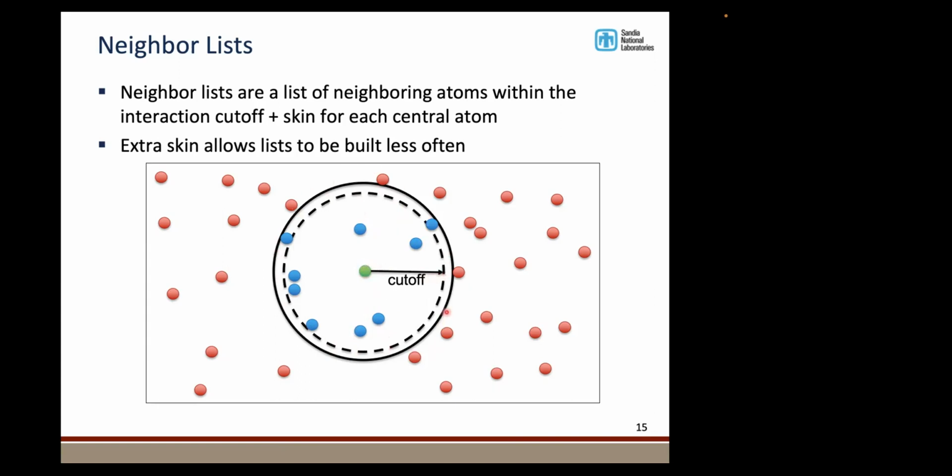So this is a 2D representation, but in 3D it would be a sphere. We build up a list of neighbors inside this sphere, and then we only compute interactions between neighbors in the list. We also include a skin distance so that we don't have to build this neighbor list every time step. We can know the average displacement of atoms and size the skin accordingly.